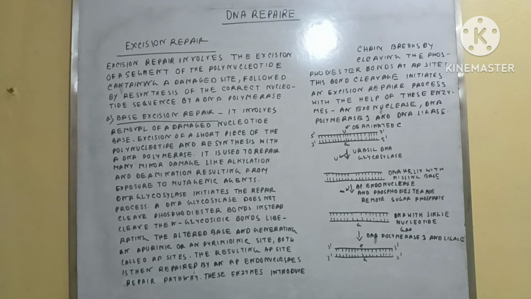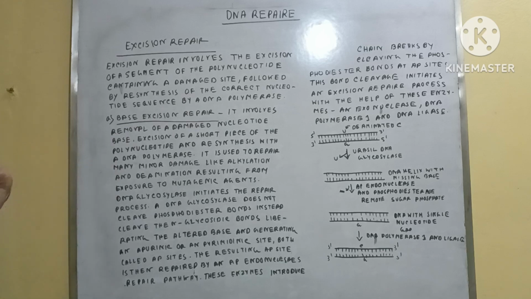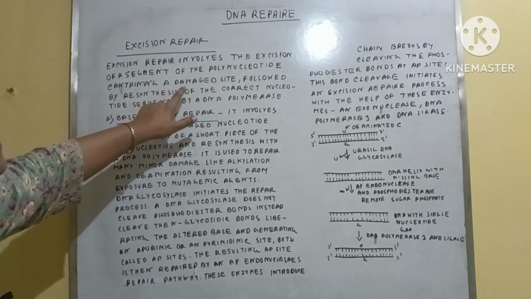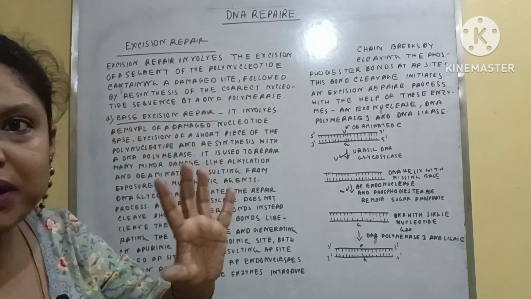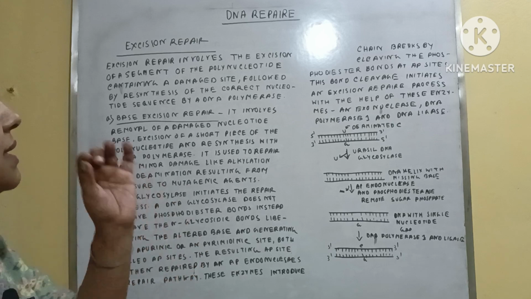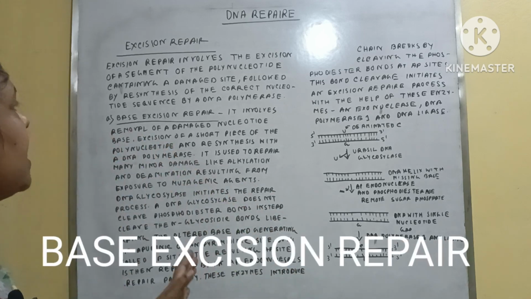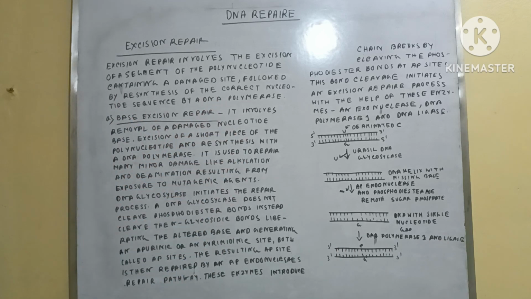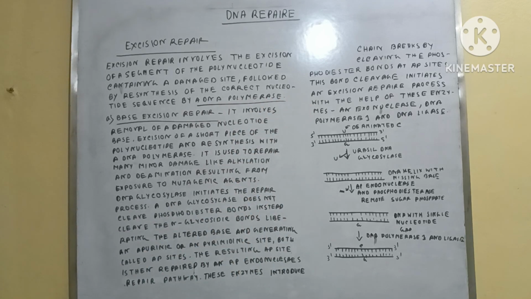The excision repair involves the excision of the segment of the polynucleotide containing a damaged site, followed by resynthesis of the correct nucleotide sequence by the DNA polymerase. Simply, the damaged nucleotide is totally replaced by the correct nucleotide with the help of the enzyme DNA polymerase. It has two types.